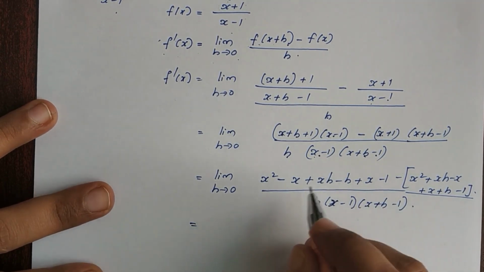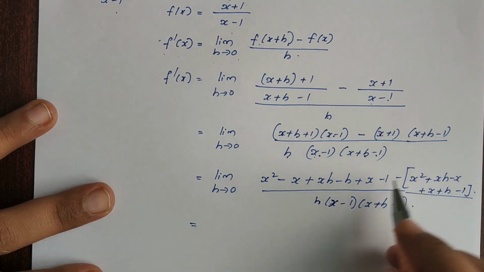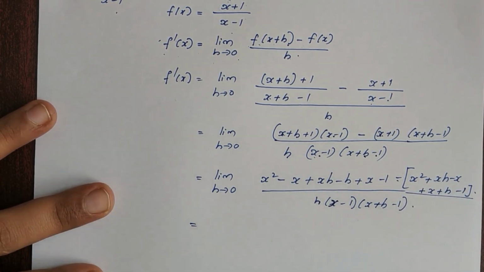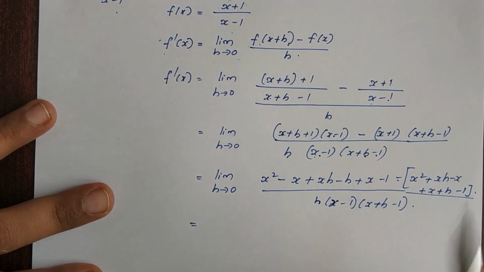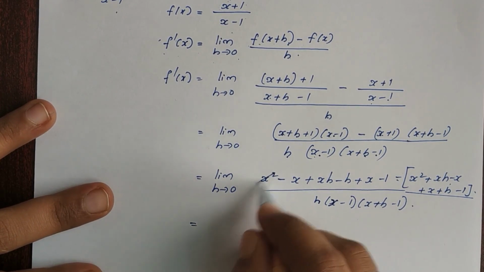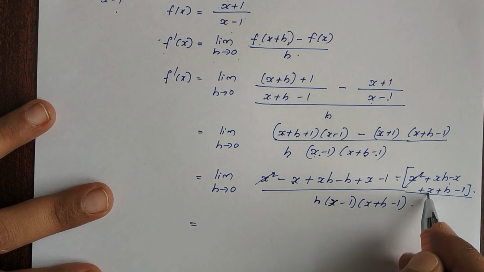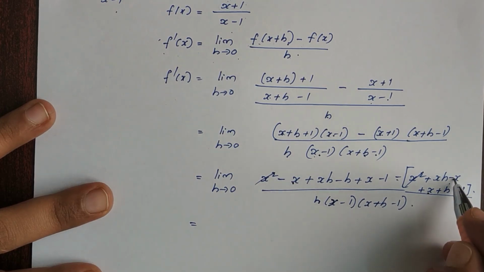So this is equal to. Now we have similar terms to cancel. We have x square and minus x square, which cancel. Then we have minus x and plus x, which cancel.